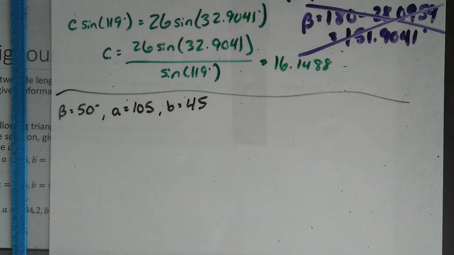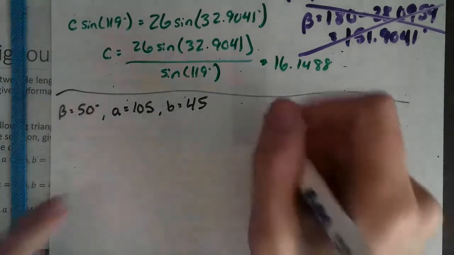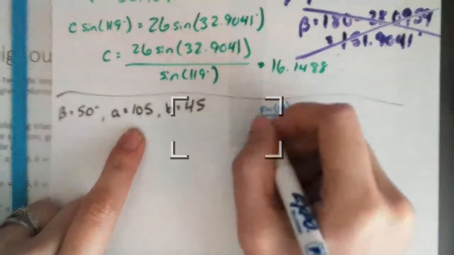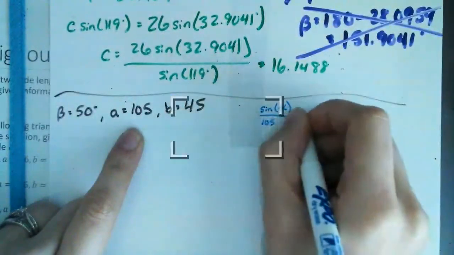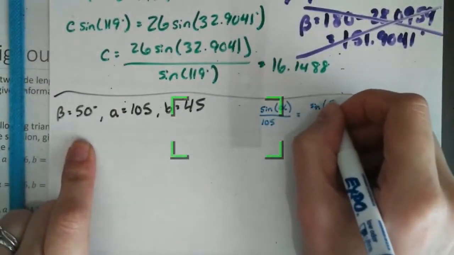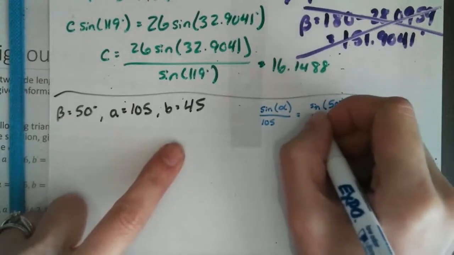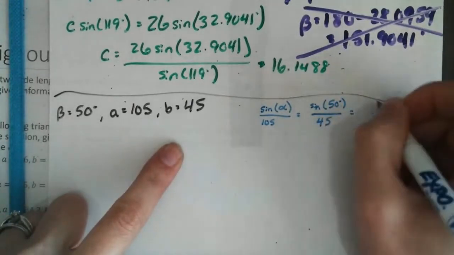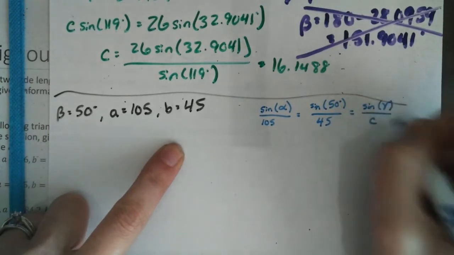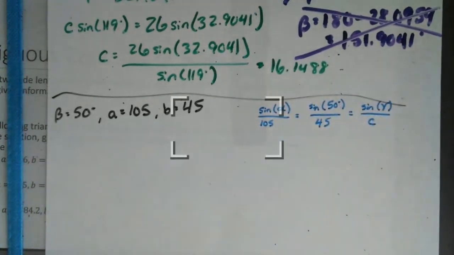I'm going to go ahead and set up my equation with the law of sines. So we have the sine of angle alpha over side A, which is 105, is equal to the sine of beta, which is 50 degrees, over side B, which is 45, is equal to the sine of angle gamma over C, and we don't know either of those.